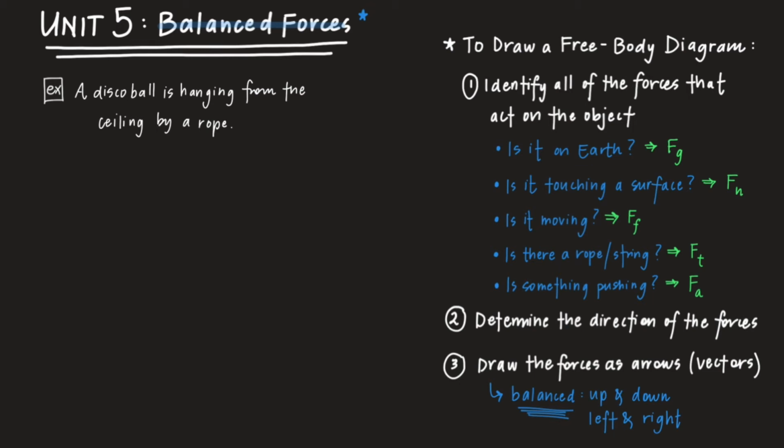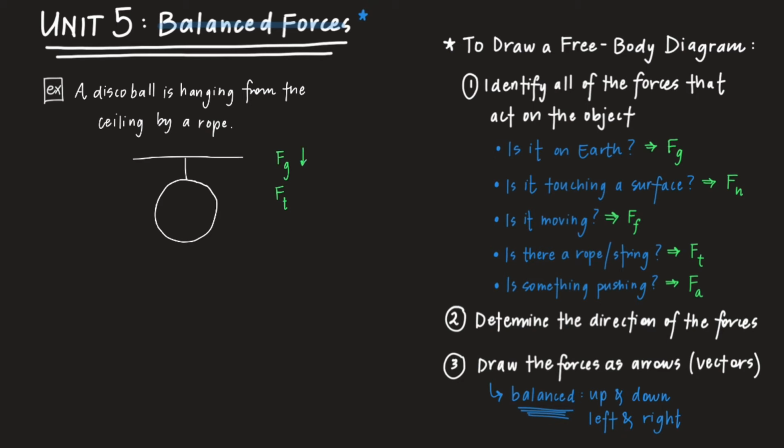Next example here, we have a disco ball that's hanging from the ceiling by a rope. That's my best little drawing there. To identify the forces, first of all, it is on Earth because we haven't been told otherwise. So we've got the force of gravity. It's not touching a surface. It's not moving. I guess it could be rotating, but it's not moving up, down, left, and right. But there is a rope or a string this time, which means we've got the force of tension. But nobody's pushing this, so no applied force.